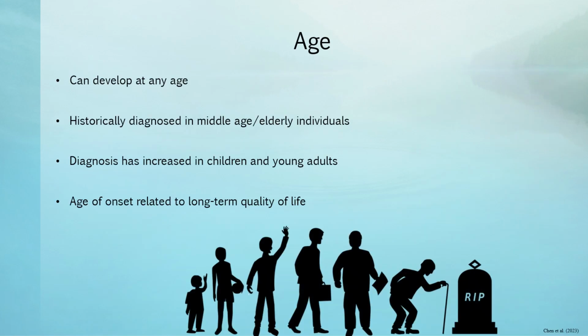Next, we're going to look at age. As I said on the prior slide, diabetes is non-discriminatory. It's a disease process that in most cases can be prevented. Onset of type 2 diabetes can develop at any age during any stage of development. Although historically it is documented as a diagnosis made in the aging elderly population, diagnosis of type 2 diabetes has become increasingly common in children and young adults.